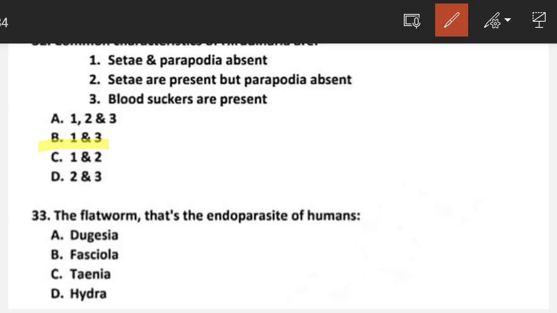Question number 33 is the flatworm that's the endoparasite of humans is A is the Planaria, B is the Fasciola, C is the Taenia, D is the Hydra. So the most common endoparasite of humans is Taenia saginata, which is commonly known as the tapeworm. That is endoparasite and lives in our intestine.